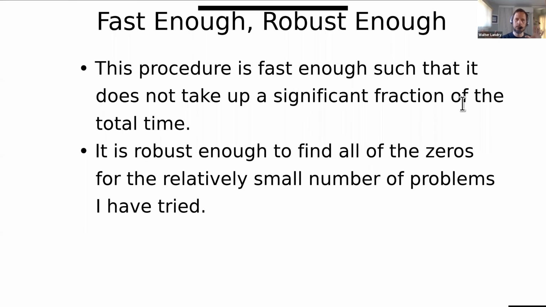And this seems to work well enough, this procedure. It doesn't really take very much time. It seems to be robust enough to find all the zeros for this relatively small number of problems that I've tried. And one of the reasons that I'm giving this talk is that I want more people to try this out, find out where it breaks. I'm actually pretty confident in this part. It seems to work pretty well.